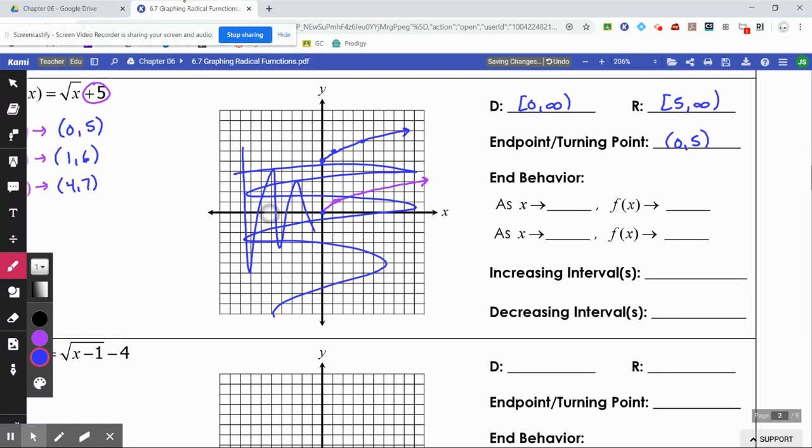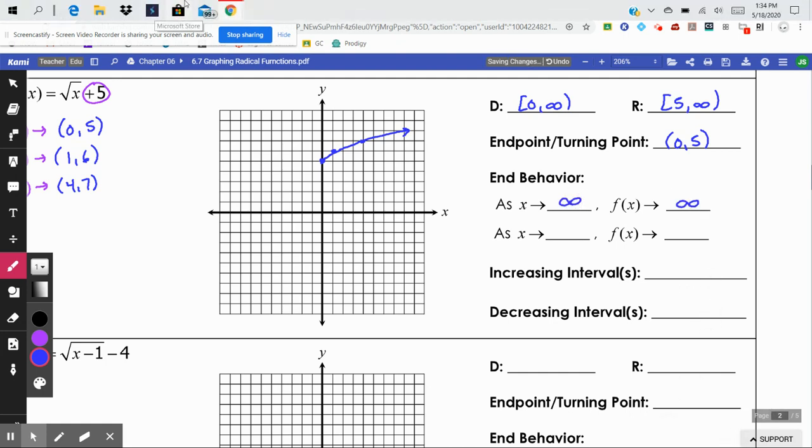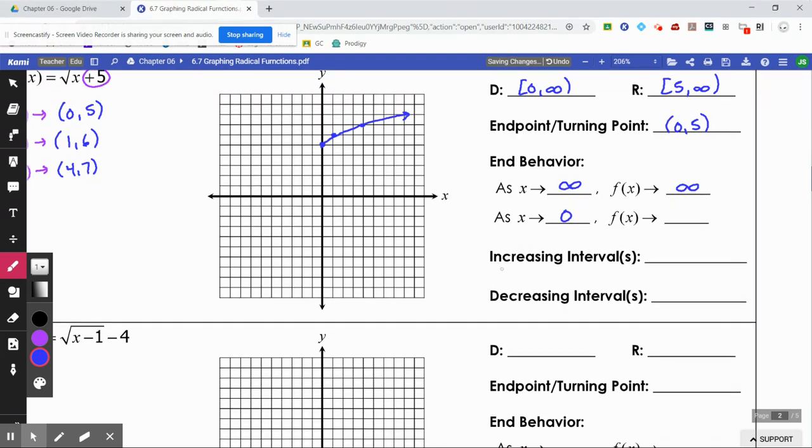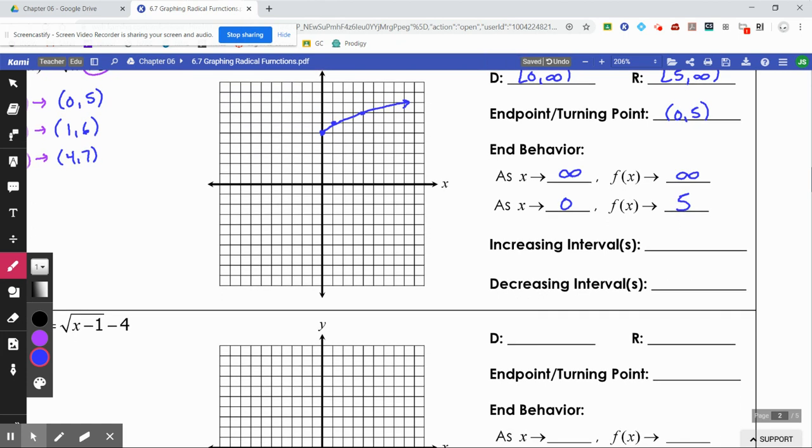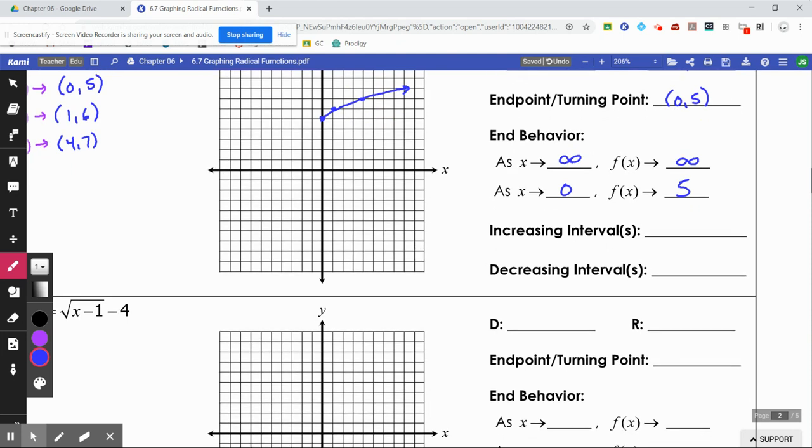Your end behavior, let me erase this so I don't get it confused. As x goes to the right, your y value increases. As x approaches the left side, it does not approach negative infinity, it approaches 0. And as x approaches 0, your y value approaches 5. Your increasing intervals, it increases over the course of the entire function. It starts at 0 and it increases forever. And decreasing, there are no points of decreasing on this graph.